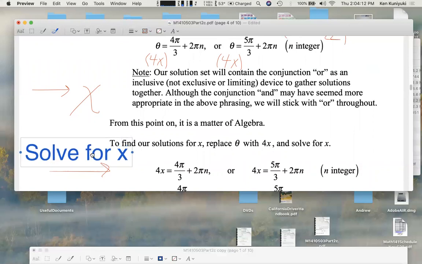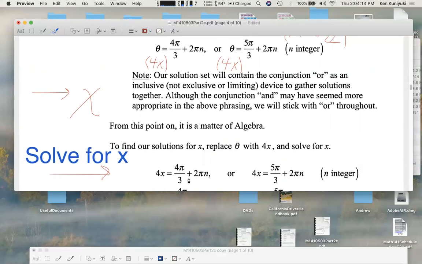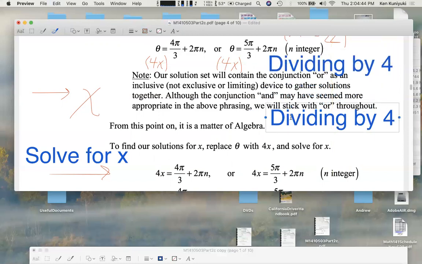Solve for x. All right. In both of these equations, these cases, how do we solve for x? In both equations, we divide both sides by 4. Now, on the right side, instead of thinking of dividing by 4, we might want to think about multiplying by what number? Dividing by 4 is equivalent to multiplying by what number?